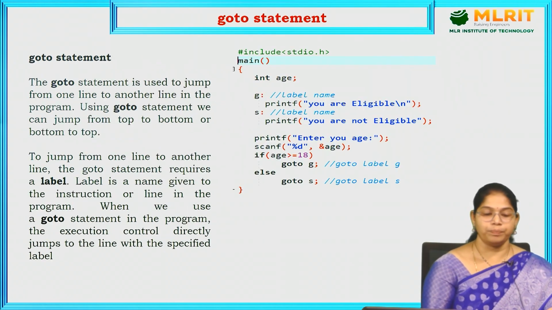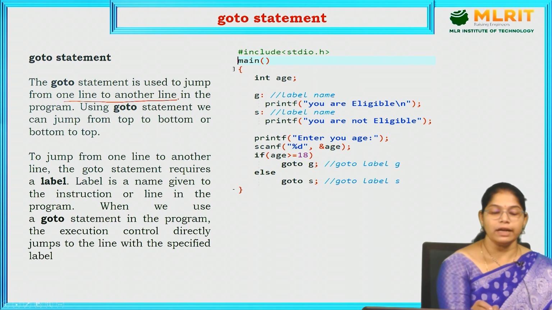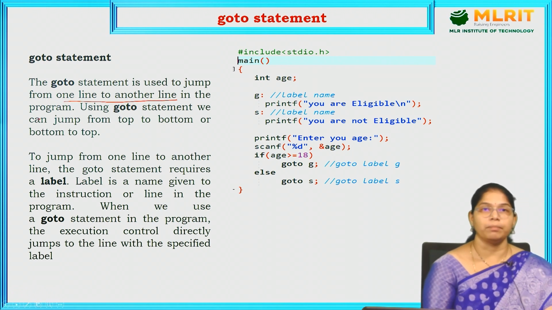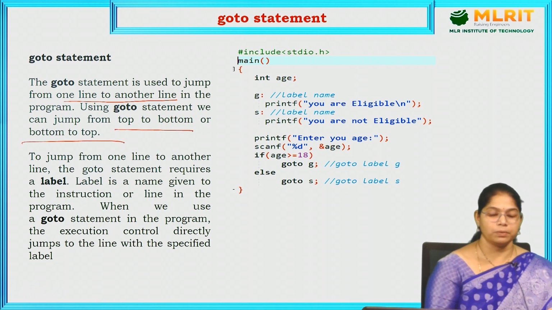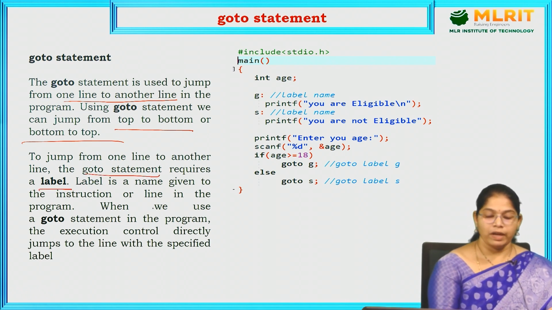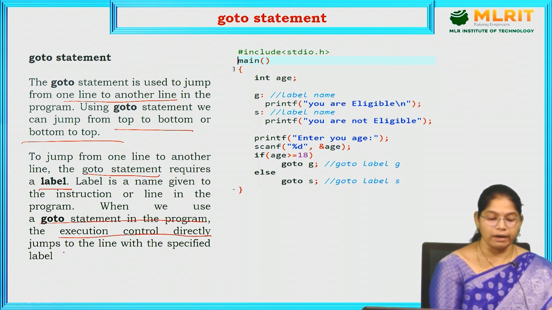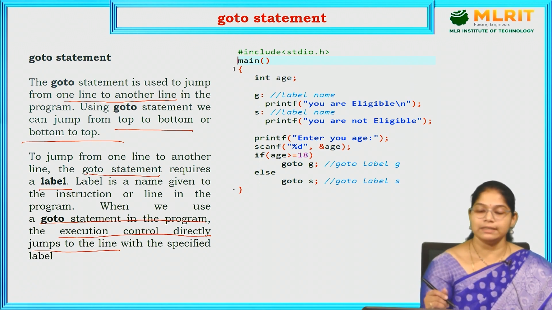Then goto. The goto statement is used to jump from one line to another line in a program. Using the goto statement, we can jump from top to bottom or bottom to top. To jump from one line to another line, the goto statement requires a label. When we use a goto statement in a program, the execution control directly jumps to the line with the specified label. We'll see the example.